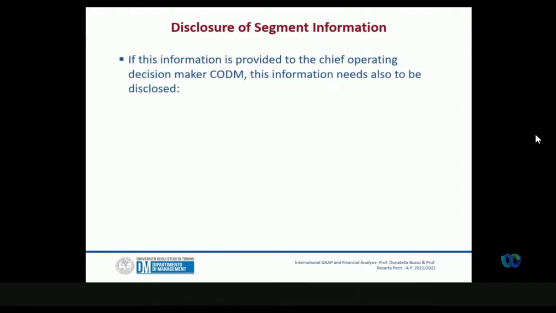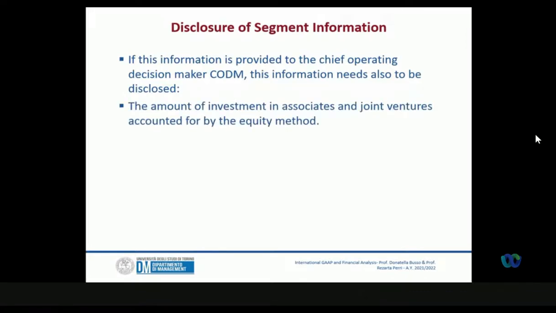Other things connected to the disclosure of segment information. Always the criteria that we need to use is the following: the internal evaluation rule. If this information is provided already to the chief operating decision maker, it should also be included in the disclosures of financial statements. But be careful, only if it is already provided for the CODM. The amount of investments in associates and joint ventures accounted for by the equity method. If we are providing this information for our chief operating decision maker, we should also include that in the disclosure and notes of the financial statements.